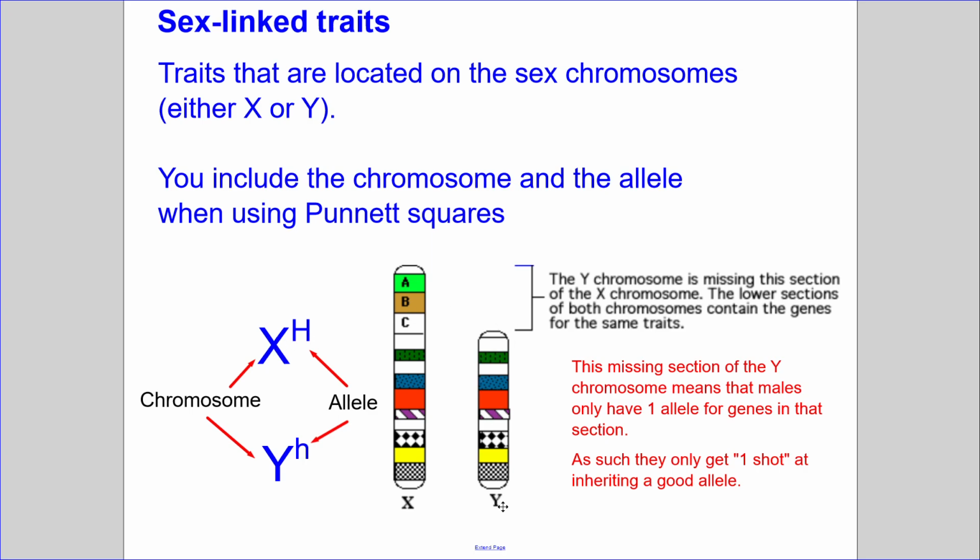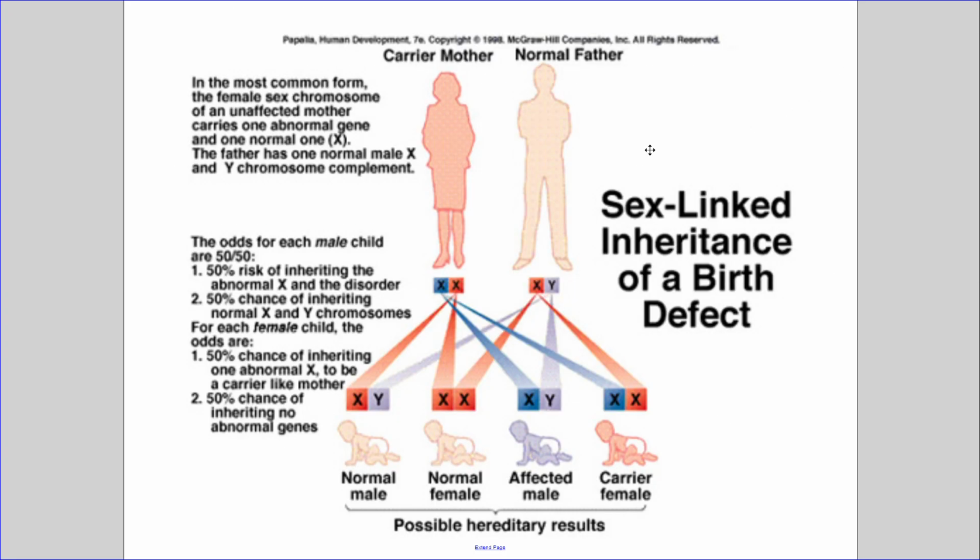The Y chromosome is shorter than the X chromosome, and males are XY and females are XX. This missing section is pretty pivotal because it means that for males, you'll only get one allele for a specific trait, whereas if you were a female, you'd have a full X chromosome here, and you'd have two copies of alleles, or two copies for that gene. So as such, males only get one shot at inheriting a good allele for whatever traits these happen to be. So here's a good example of this.